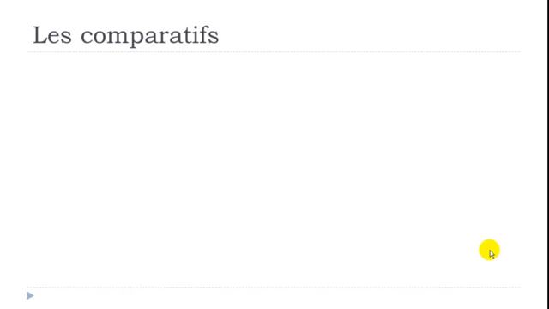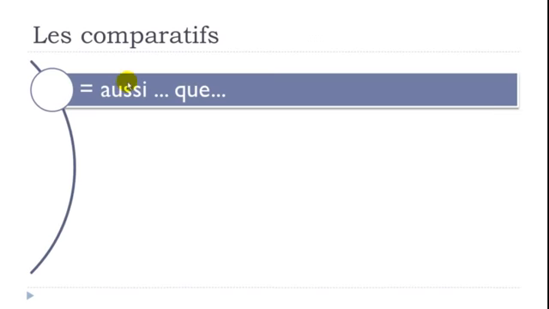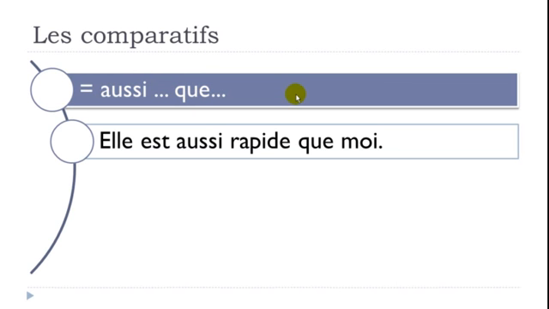And then aussi. Then you put your adjective, que, then, and the rest of the sentence. So the same examples. Elle est aussi rapide que moi.